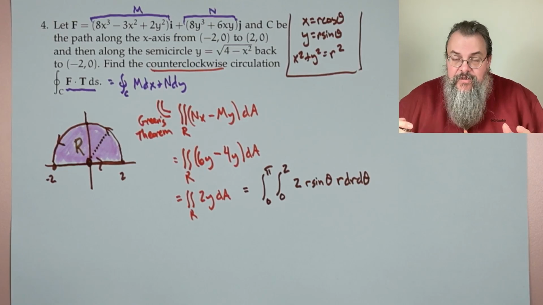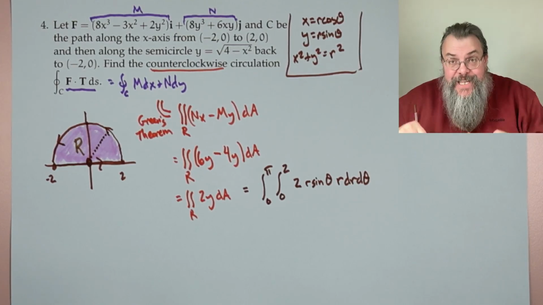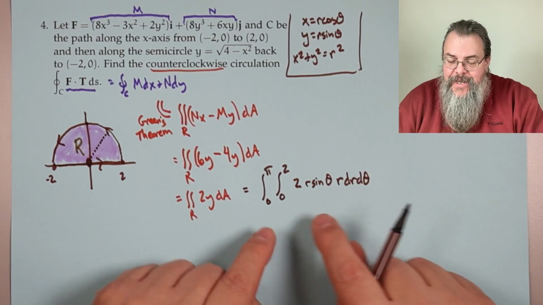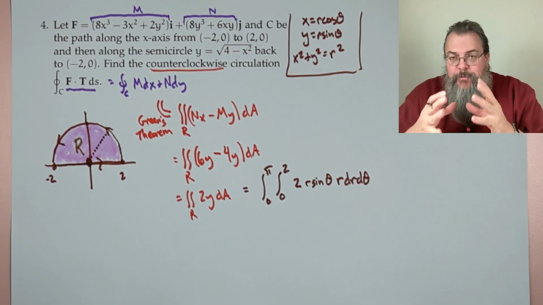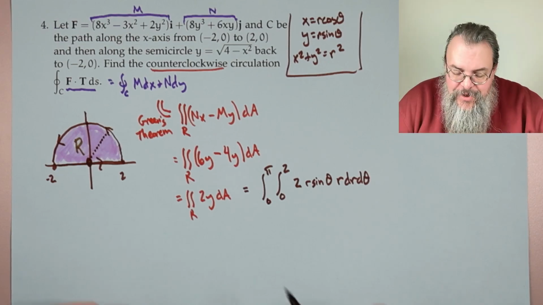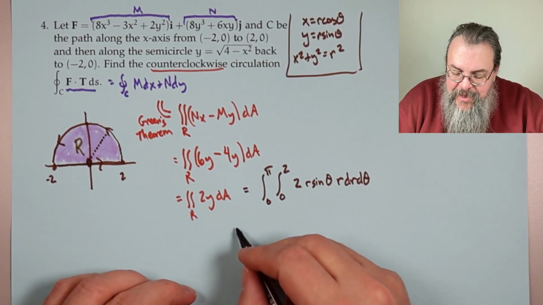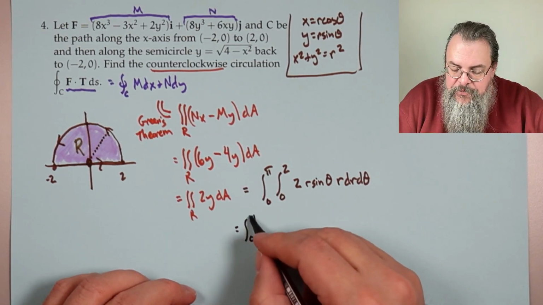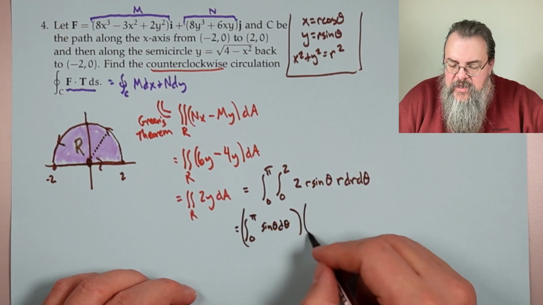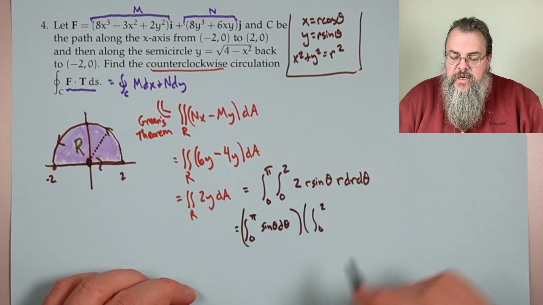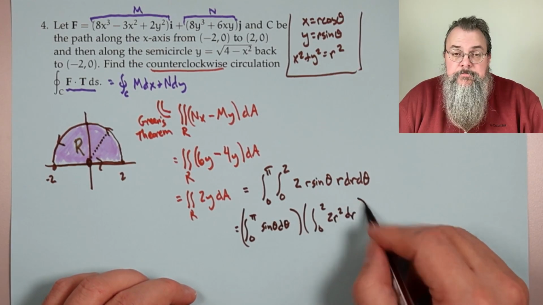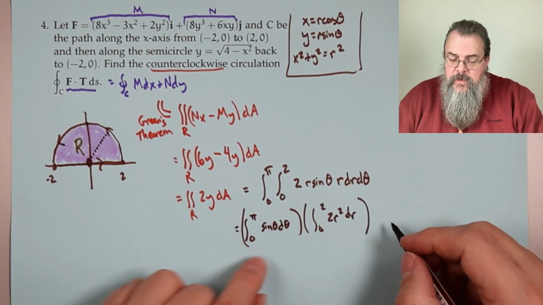Now, the good news is, these are really nice bounds. Numbers to numbers. And the function we can separate as the theta part and the r part, right? So we have these two parts. So what we can do is say, this is the integral from 0 to pi of sine theta and the integral 0 to 2 of 2r squared dr.